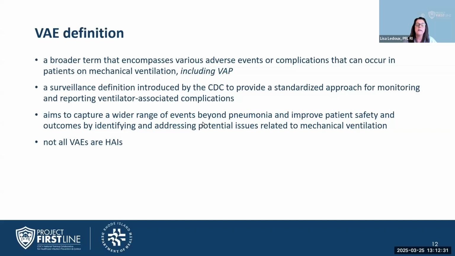A ventilator-associated event is a complication or infection that occurs while a patient is using a mechanical ventilator. VAEs can be serious and even fatal. VAE encompasses various adverse events or complications such as adult respiratory distress syndrome, sepsis, pulmonary embolism, and pulmonary edema. These can occur in patients on mechanical ventilation, including VAP, which we will discuss a little bit later. VAE aims to capture a wider range of events beyond pneumonia and improve patient safety and outcomes by identifying and addressing potential issues related to mechanical ventilation.